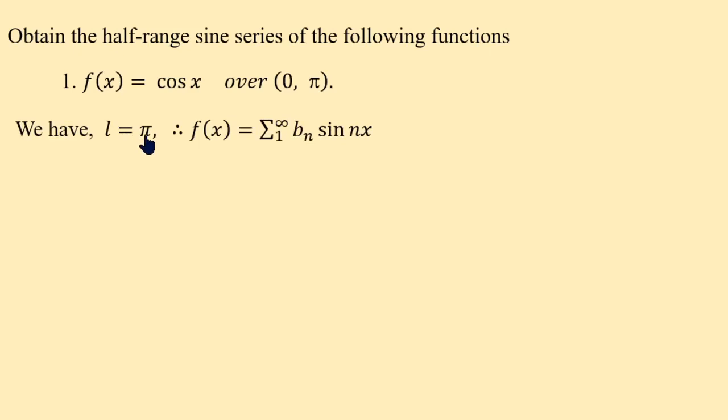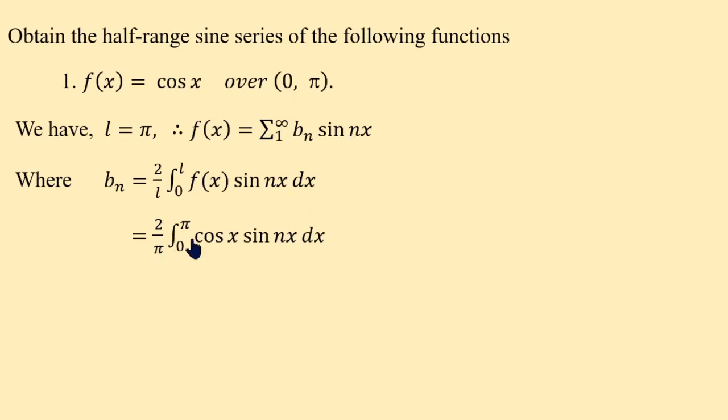We have L is pi because the interval is 0 to L, that is 0 to pi. Therefore, L is pi. In sin n pi x by L, cancel pi, we get sin nx. So, f of x becomes summation bn sin nx. And bn is 2 by L, integral 0 to L f of x sin nx dx. Now, L is pi, therefore 2 by pi, integral 0 to pi, f of x is cos x into sin nx dx. Here, cos x into sin nx, or you can write it as sin nx into cos x.